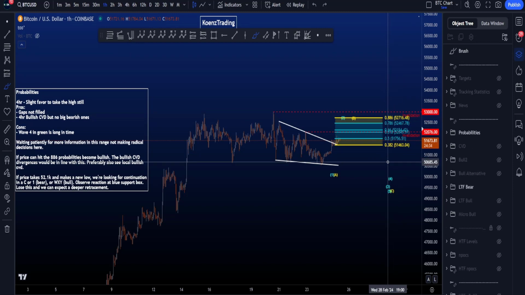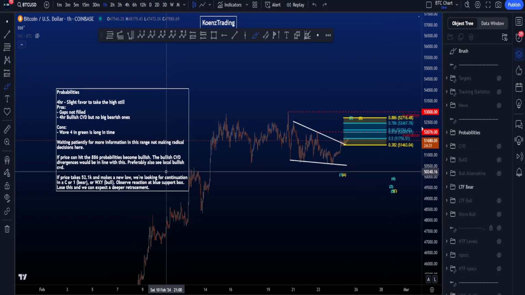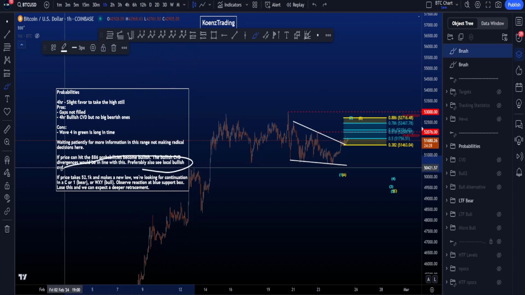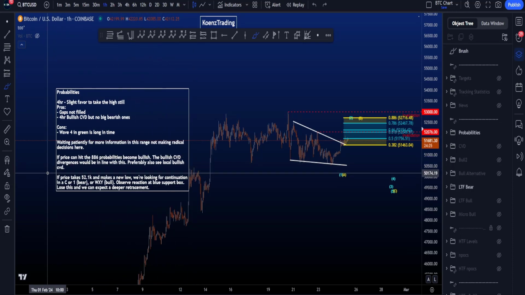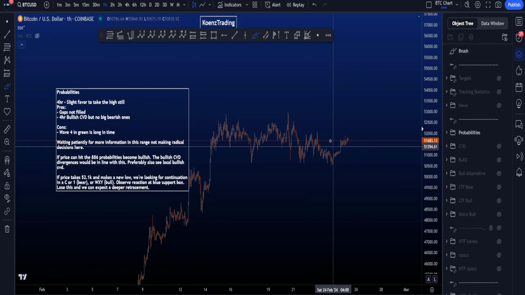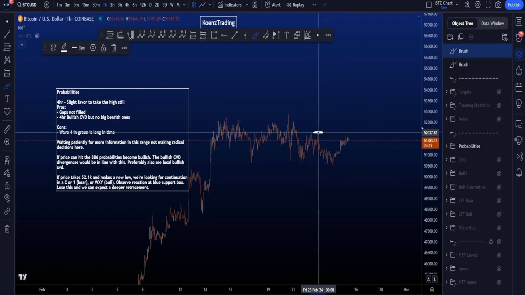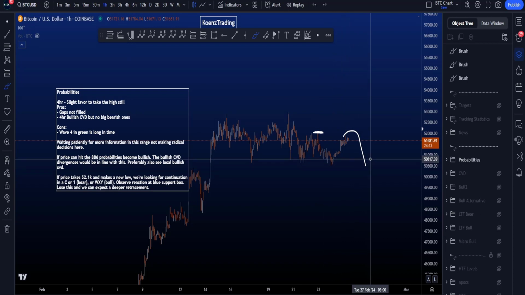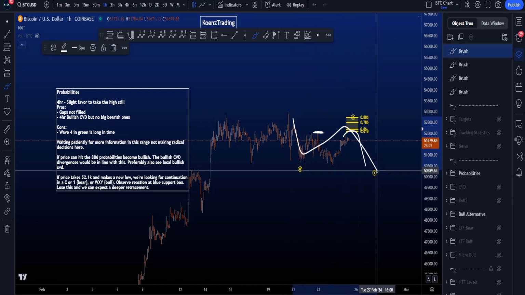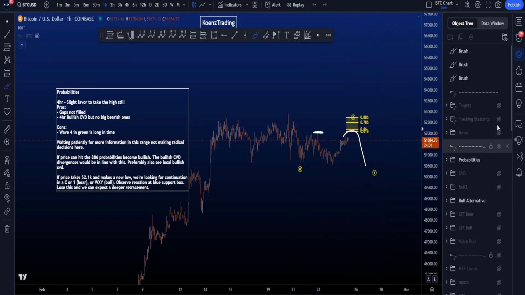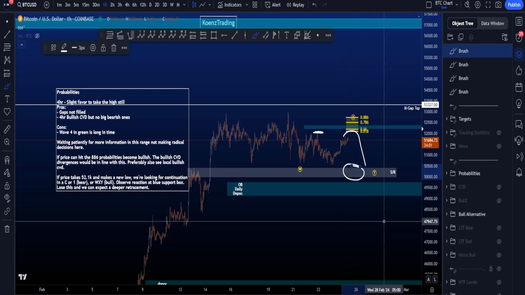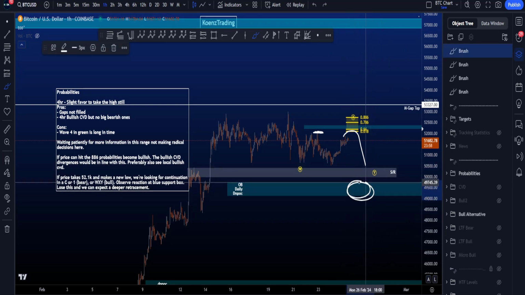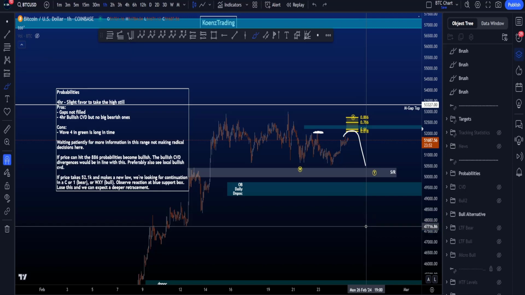So the 886 here is playing an important role, and preferably we also of course like to see some bullish local CVD divergences, right? If price takes the 52.1K high, which is this high over here, I spoke about it a lot in this particular video, and then makes a new low, we're looking for either continuation in a wave C or a wave 3, or we have the bullish alternative scenario with the WXY, right? So we have to observe the reaction at support, which is both the support resistance area we have here as well as the support area below, right? So if we lose the support area, then we can look for a bigger retracement to the downside.